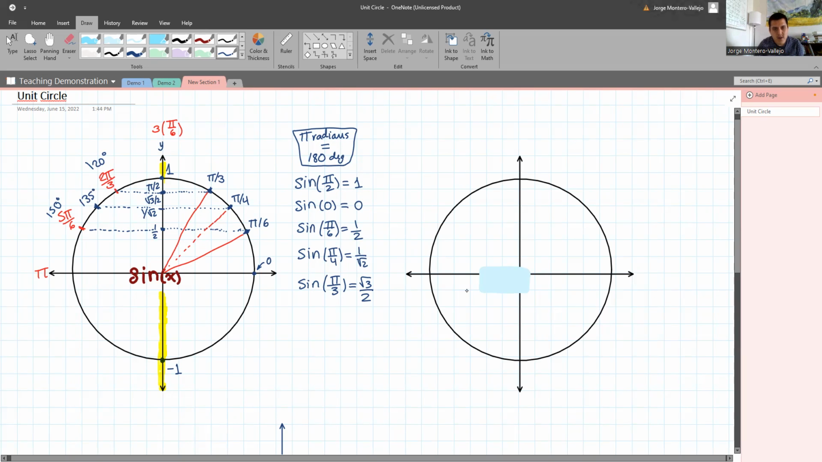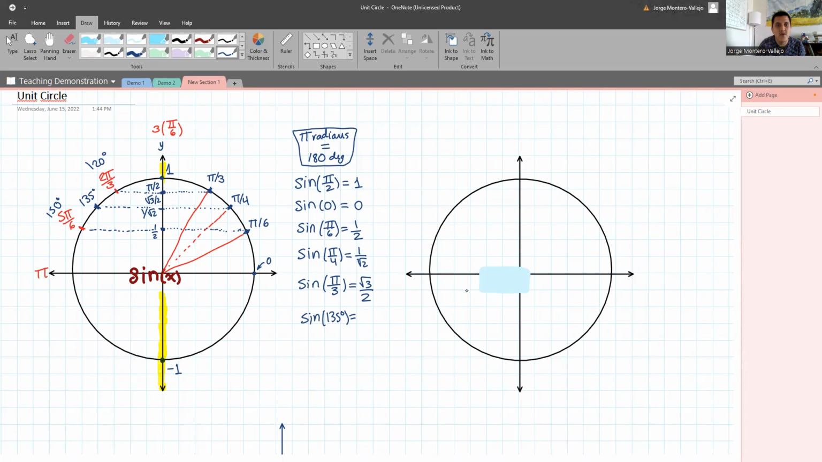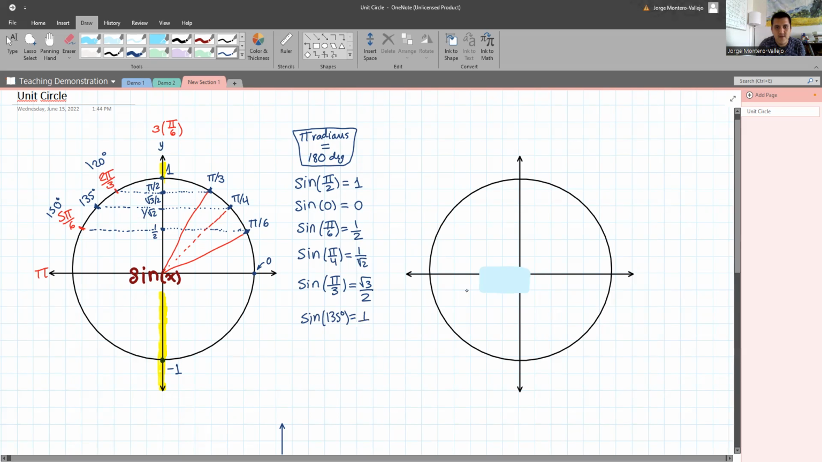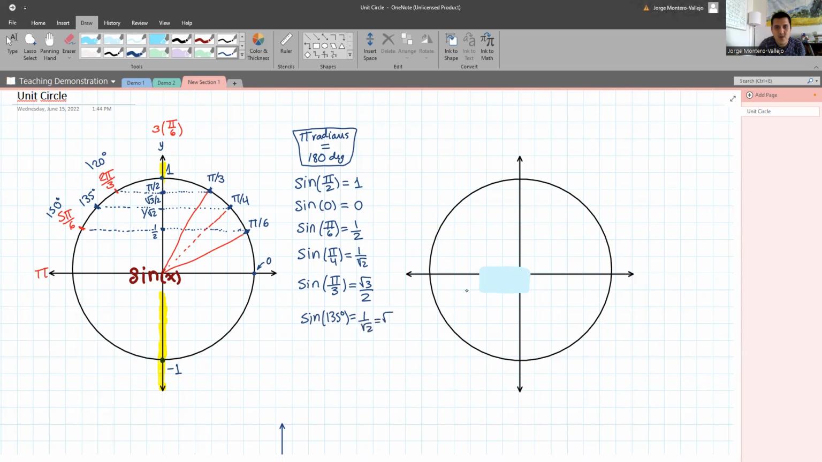Okay, and so then we know that sine of 135 degrees is the same as what we got for sine of 45 or sine of pi over 4, which is just 1 over square root of 2 or square root of 2 divided by 2, right? Okay, so we got all these ones over here. Now, how do we get the ones over here on the bottom half of the circle?